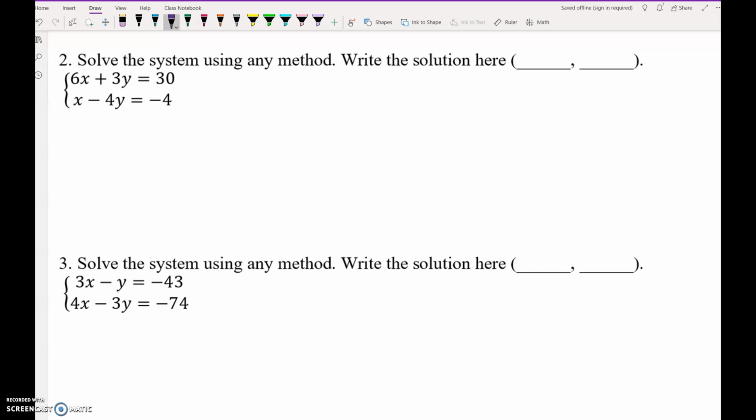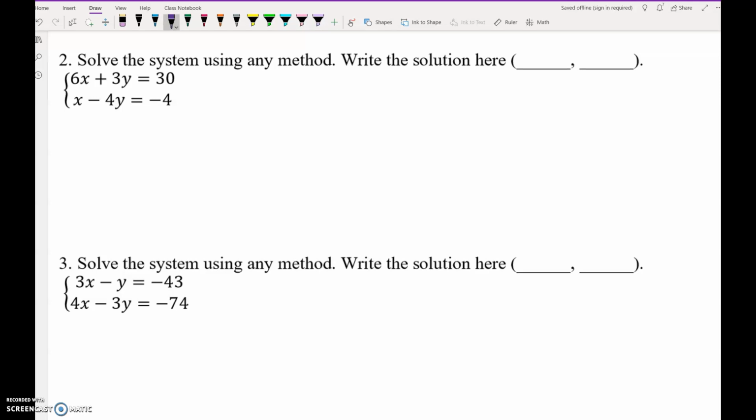Number 2 on the quiz review, you can solve this using substitution or elimination. If you are doing this with substitution, you would try to get the x by itself and then plug positive 4y minus 4 into the x of the other equation. I personally prefer elimination. Do you all want me to do elimination or substitution?